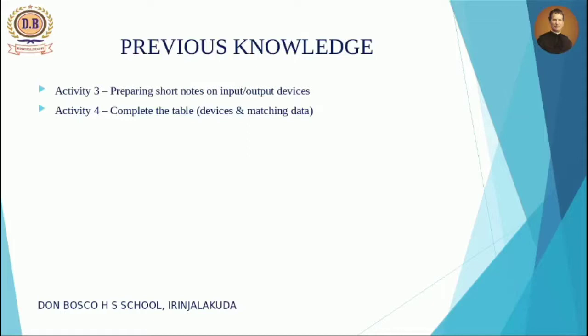Activity 3 was preparing short notes on input and output devices. We have learned some of the characteristics of input-output devices like keyboard, monitor, printer, mouse, speaker, etc. Then activity 4 was to complete a table given in our textbook. A table with different devices was given, and then we have found out the type of data that matches with that device.